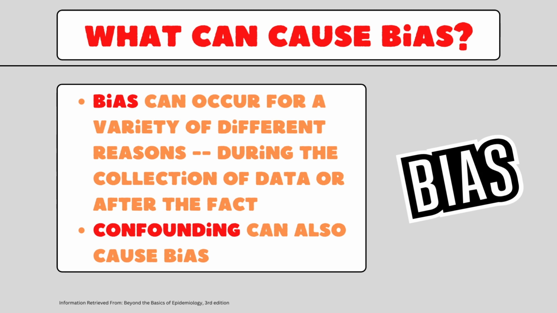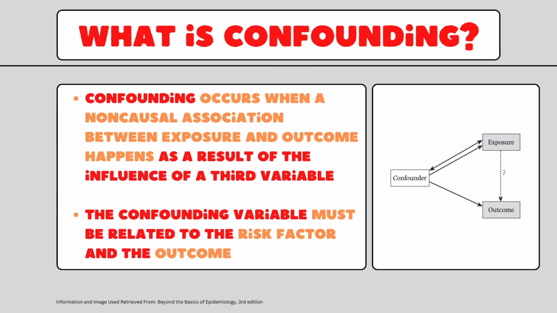However, there's also a very important topic called confounding. Confounding can also cause bias, which we will talk about momentarily. So what is confounding? Well, this happens when there's a non-causal association between an exposure and an outcome, and this happens as a result of the influence of an unknown third variable, which you can discover. However, the confounding variable must be related to the risk factor and the outcome.